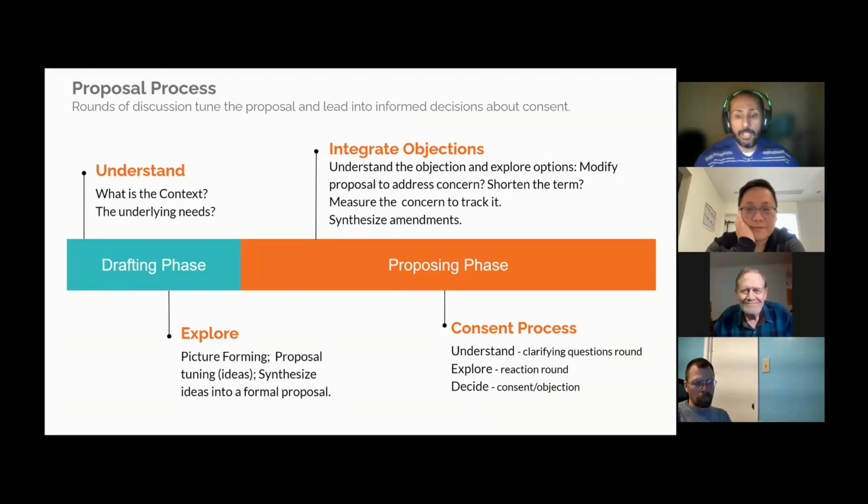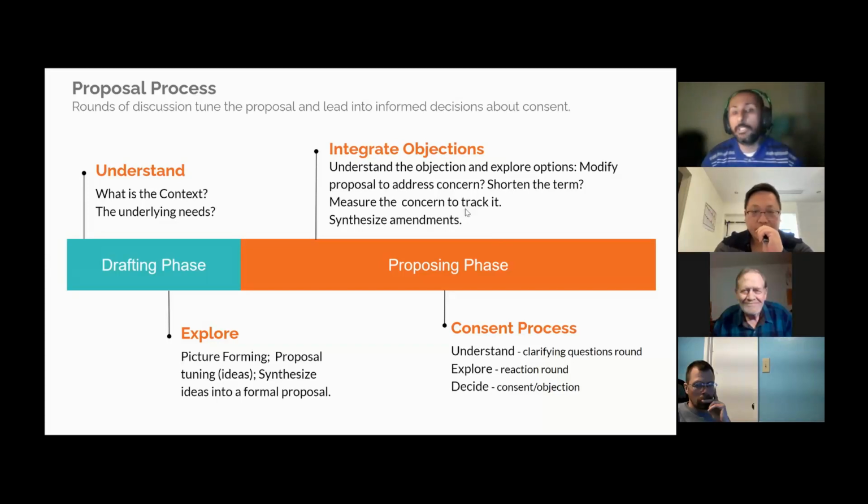And finally, we have the consent process, which we make sure has a round to clarify any questions, make sure everybody understands what's being proposed. Then we have an exploratory round where we make reactions to what's being proposed, so everybody gets their opinion. And then lastly, they decide. They have a round to decide whether they consent or object to the proposal.